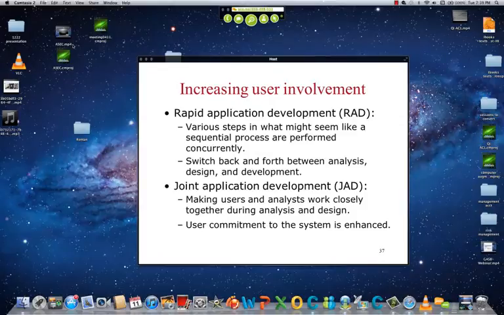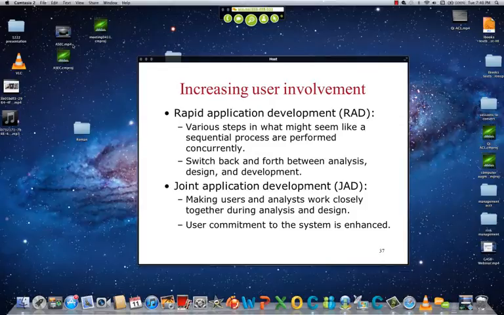Joint application development is another idea, and you can combine them. In joint application development, the idea is to have users more involved. So you have users involved in all stages. You get feedback from them all the time. They work more with you, so you will track problems or needs faster, and you'll be able to do the job faster. You'll have this constant feedback from the users.